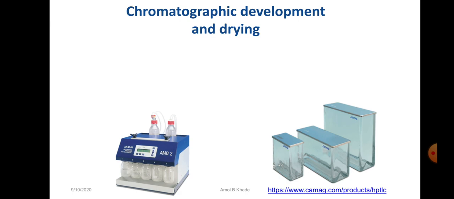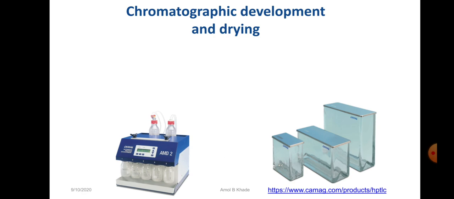Now once we saturate the chamber, we have to put our plate into the chamber. So these are the specially designed twin trough chambers. At the bottom we can see there is a twin trough. This twin trough chamber is designed in such a way that it requires a very small amount of mobile phase, and it has a tight lid on its upper part, so that it will not allow the solvent vapors to evaporate.